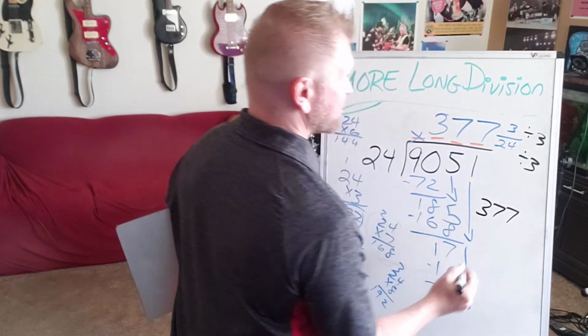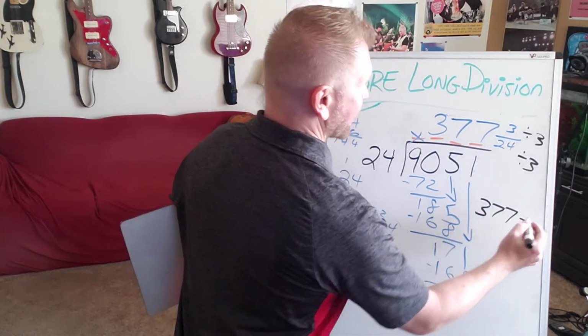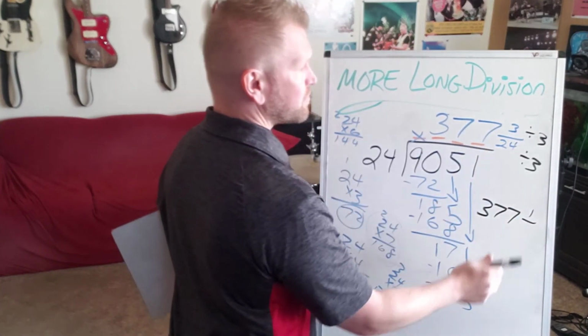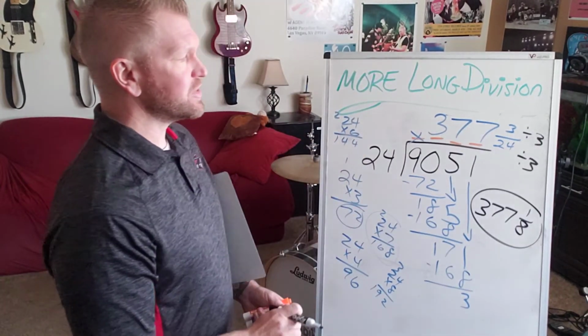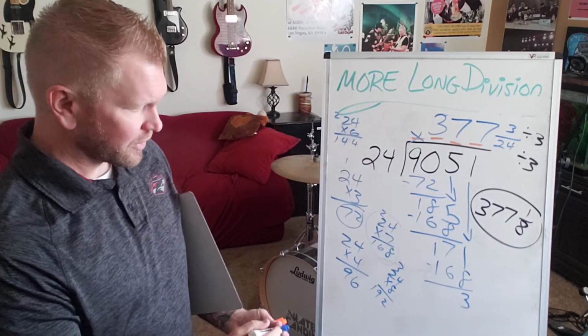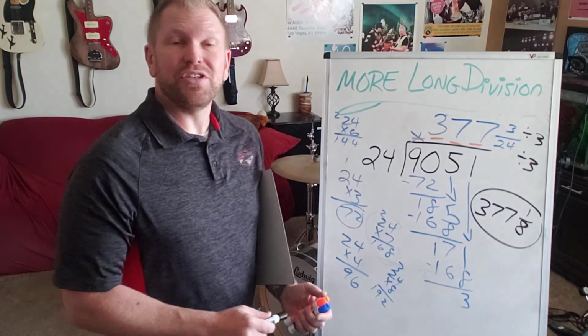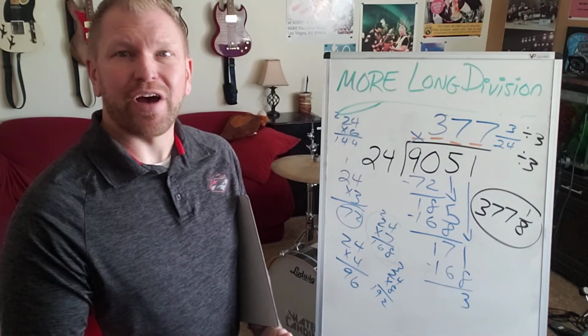And so now let's simplify that. The whole number is the same, 377. And what's the fraction? 3 divided by 3 is 1. 24 divided by 3 is 8. There's your answer, 377 and 1/8. All right, so that's long division with bigger divisors.